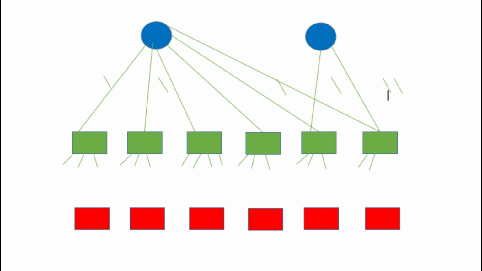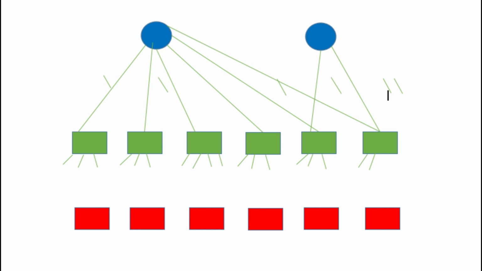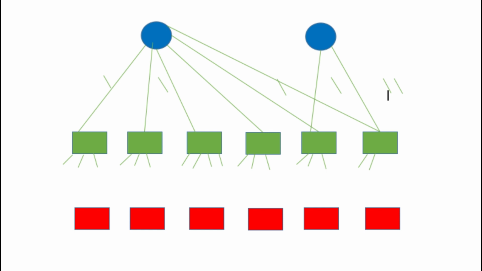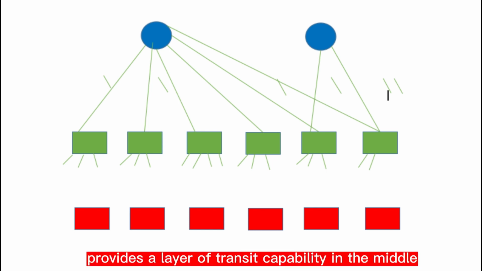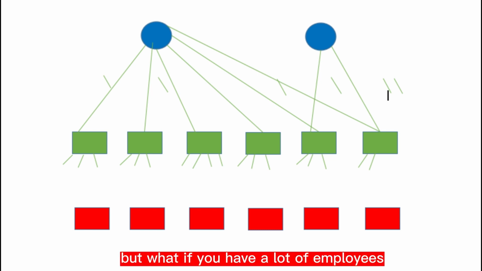But is it necessary for the aggregation layer to exist? It can be omitted. First of all, the aggregation layer is mainly to aggregate our access layer into one. Everyone can see it only provides a layer of transit capability in the middle. Is it possible to have no aggregation layer? Yes. Can we connect directly to the core layer? Also yes. But what if you have a lot of employees in your company in the future?